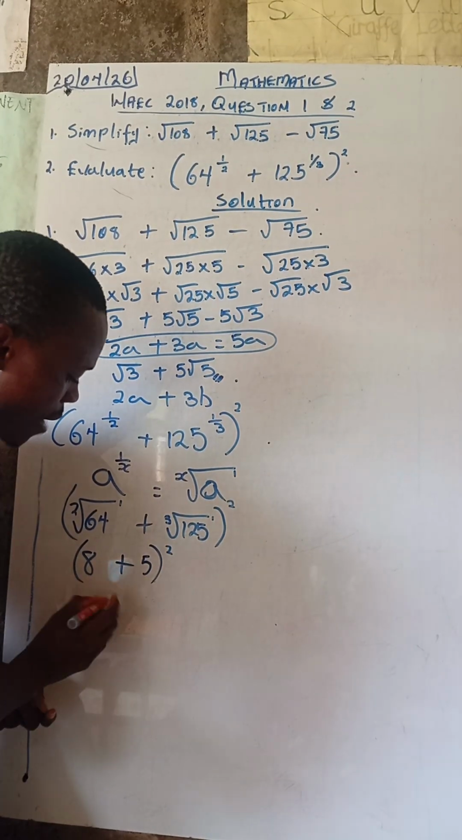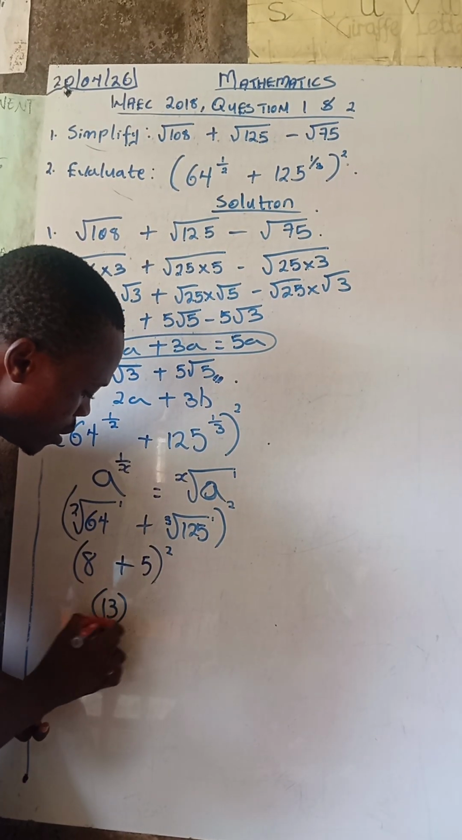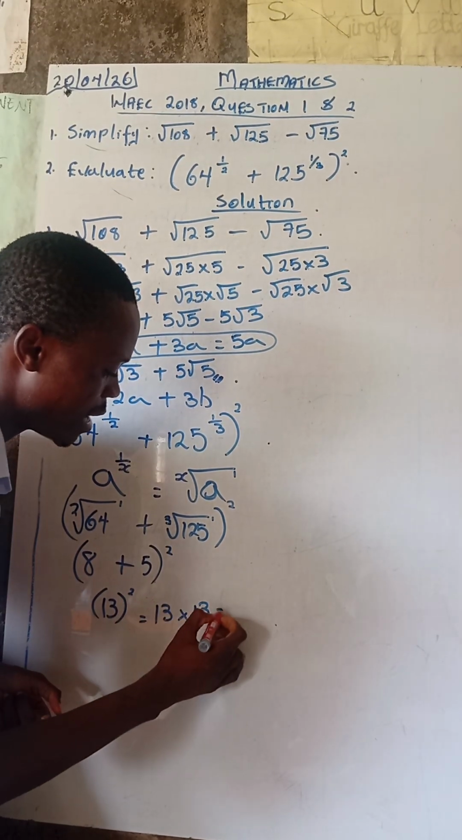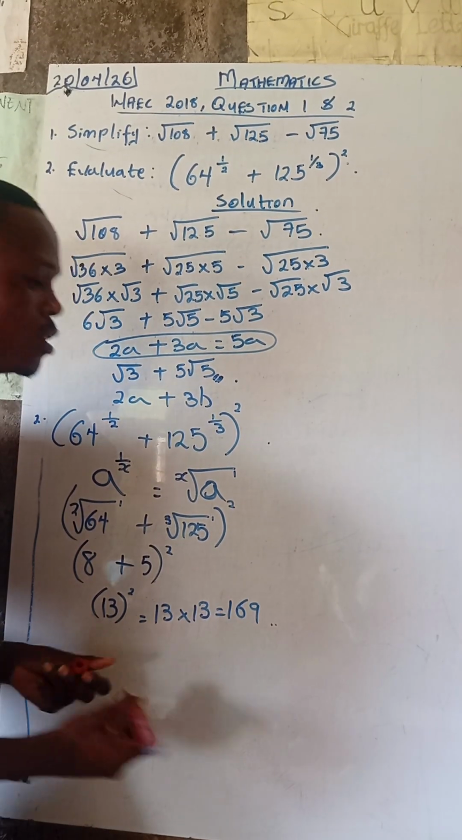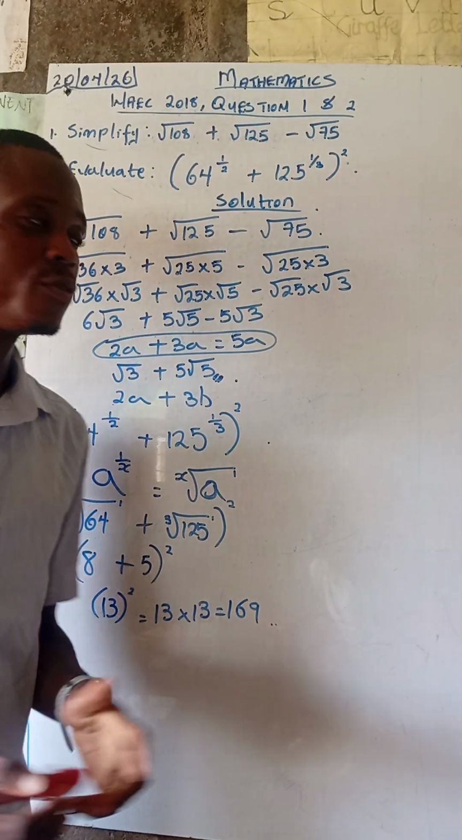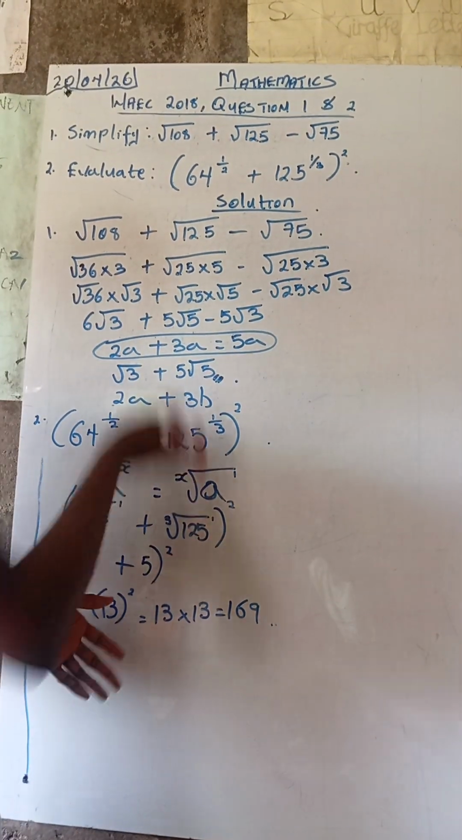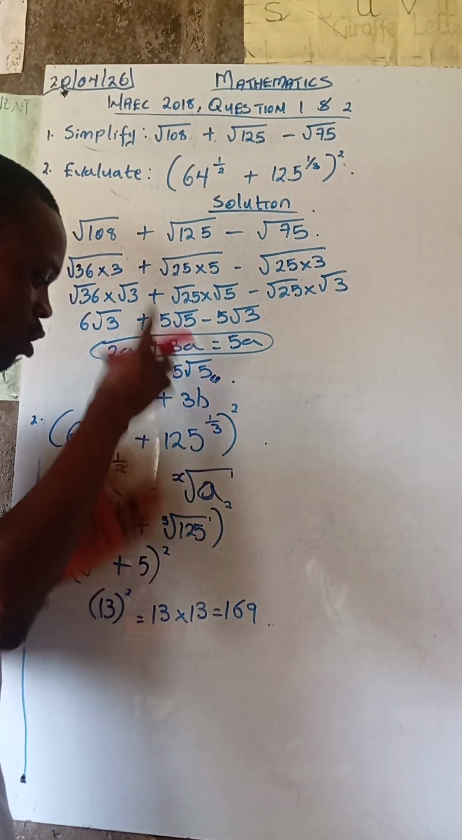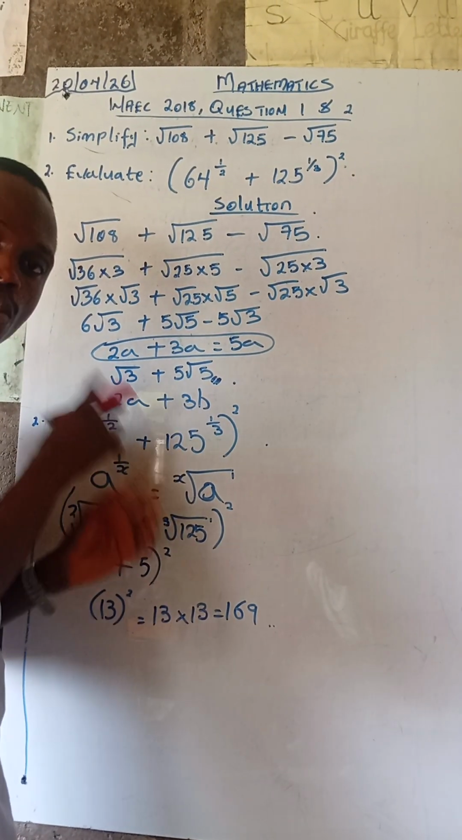So here now 8 plus 5, that is 13 raised to power 2. 13 raised to power 2 means what? 13 times 13. And our final answer will be 169. So if you are coming across the video for the first time, this is the solution for the first two questions of 2018 question 1 and 2. More of it to come.